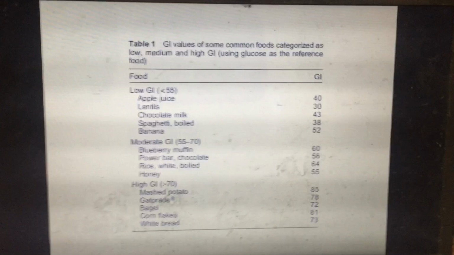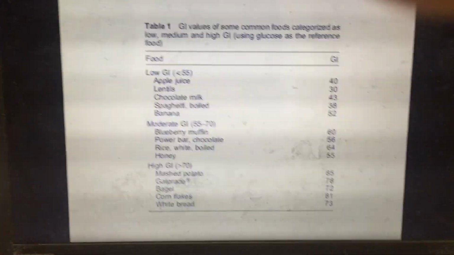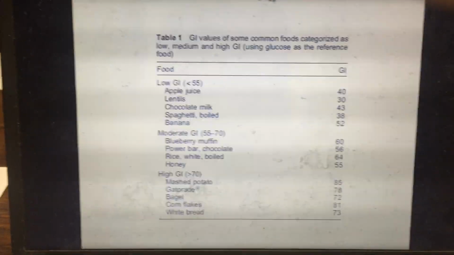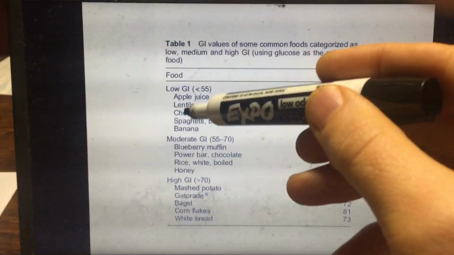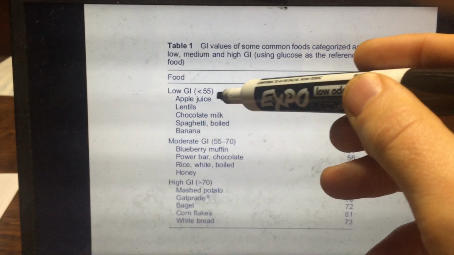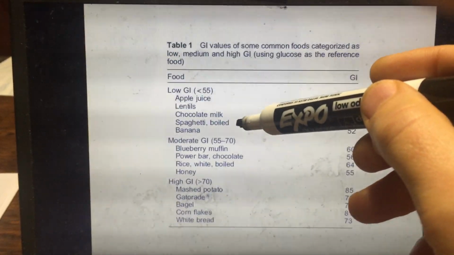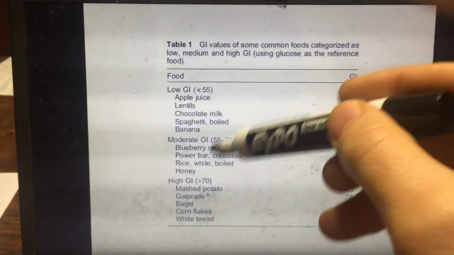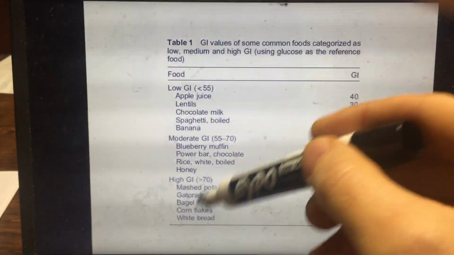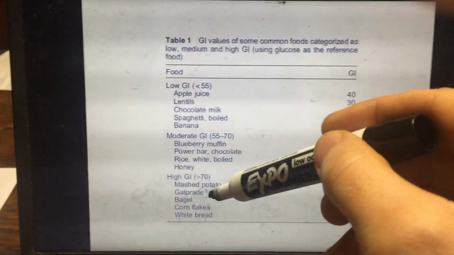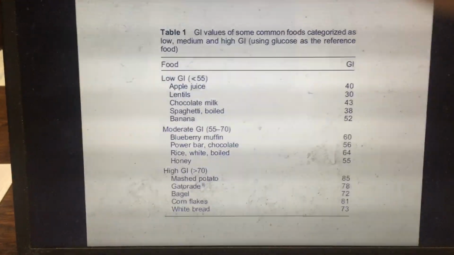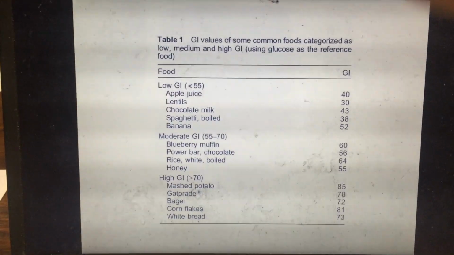So this table shows you foods with different glycemic indexes. At the top you have some low glycemic index foods, so apple juice, lentils, chocolate milk, spaghetti, bananas, then moderate glycemic index foods, and then some of your higher glycemic index foods. That would include potatoes, Gatorade, white bread, and cornflakes.